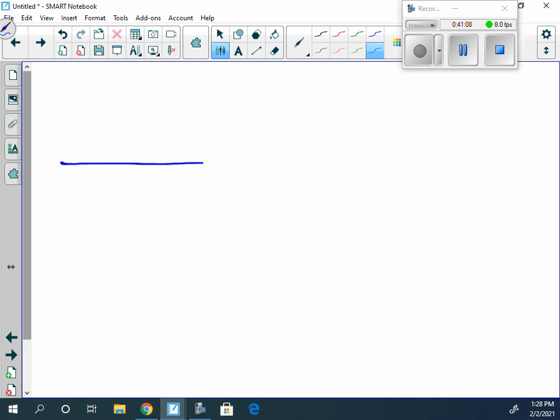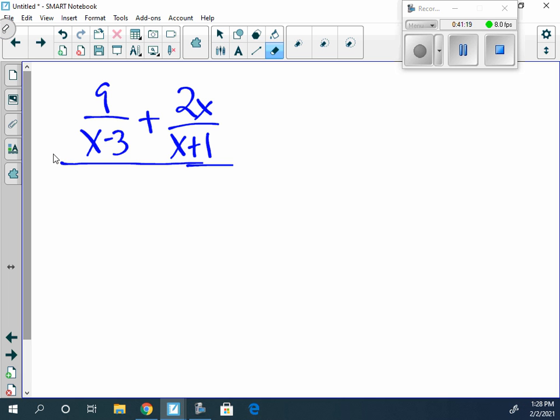All right, Ian, if you can read that off to me. 9 over x minus 3 plus 2x over x plus 1. That's it. Okay, so we're looking at just these two here. Yep. So what we want is we want the denominators to be the same. Yes?